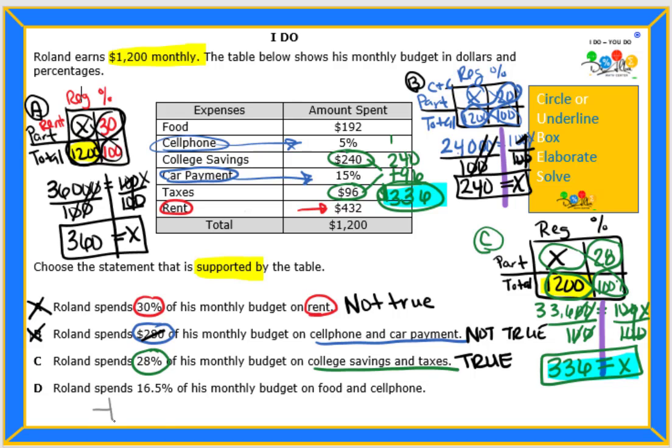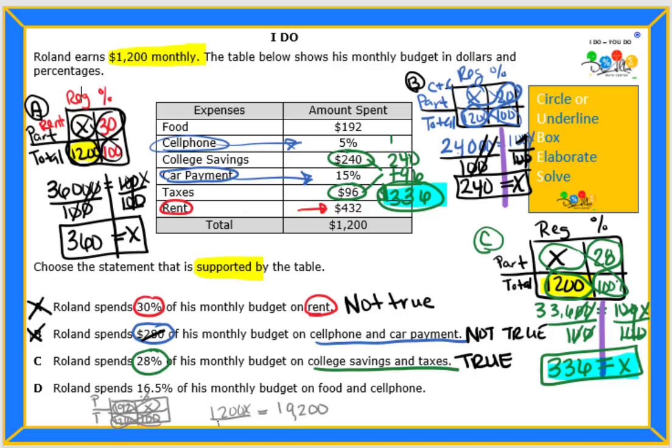So we're going to go ahead and make a percent box. We have a very small space here. So we know we're going to put the part in the total. Again, the total is 100% for the budget. And then we have to figure out the percent. That's what I want to do right now. When we have $192 for food out of $1,200, we're going to multiply 192 times 100. That's going to be 19,200. And that is going to be equal to 1,200 times x.